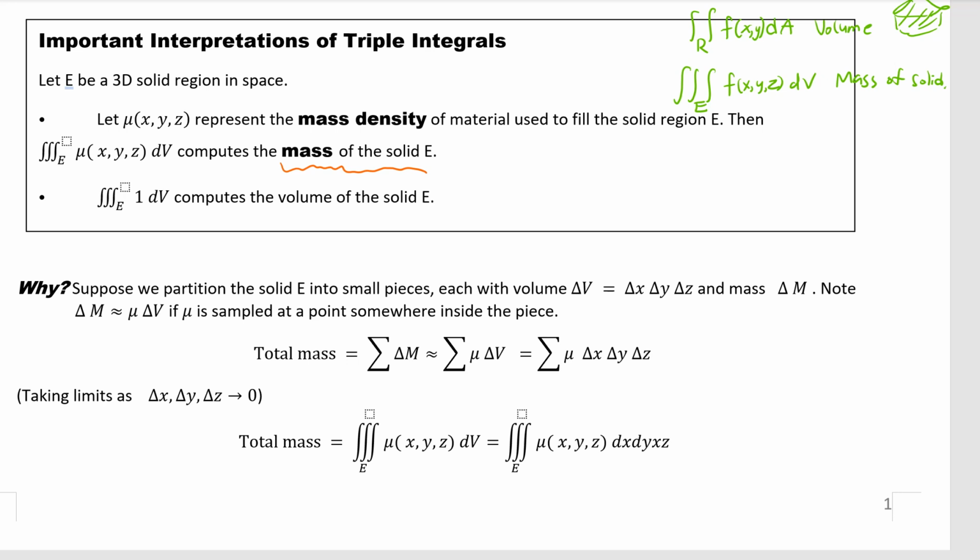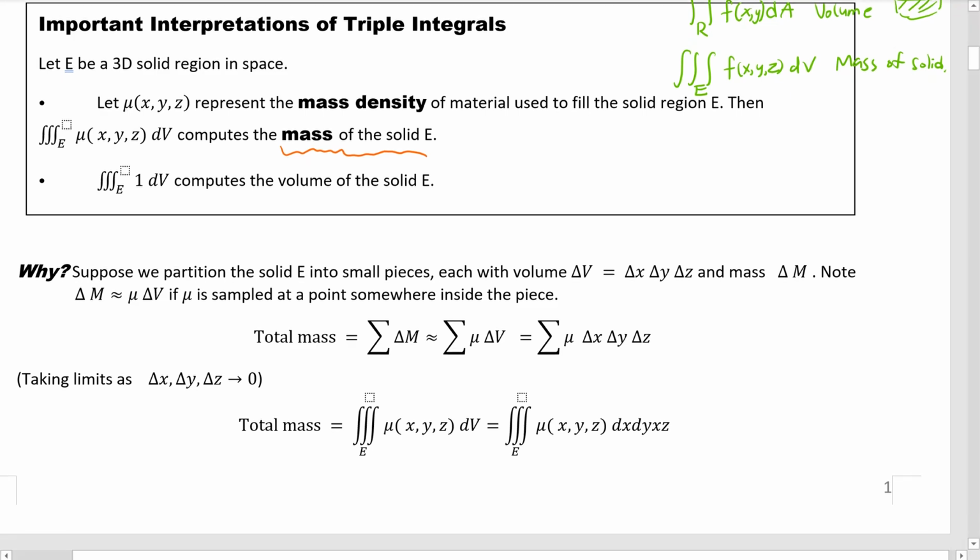So if the density function is sampled at a point somewhere inside the pieces, the total mass is the sum of the change of the mass. That equals the sum of mu change of V, that is, the sum of mu change of X, change of Y, change of Z. Now, when we increase the number of little pieces and let each size go to 0, this becomes the triple integral. Mu is the function and the volume differential becomes dx, dy, dz. So far so good, everybody?